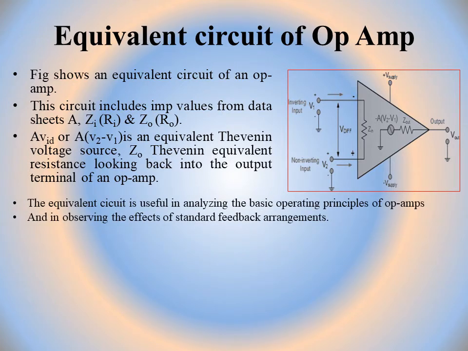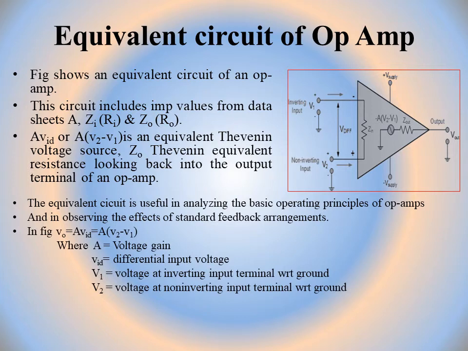This circuit is useful in analyzing the basic operating principle of op-amps, as we'll see in coming lectures, and in observing the effects of standard feedback arrangement. When feedback is applied to an op-amp, what changes are made, and how the function of the op-amp changes, can be observed.